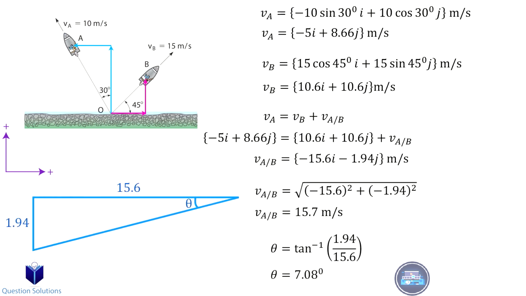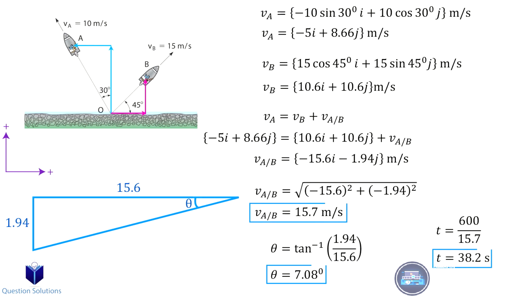To find how long it takes for the boats to be 600 meters apart from each other, all we need to do is divide distance by velocity. We get 38.2 seconds. Those are our answers.